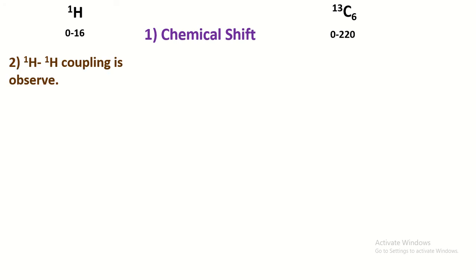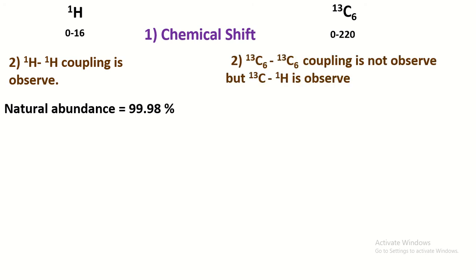The H-1 coupling is observed in H-1 NMR spectroscopy because the natural abundance of H-1 is 99.98%. Therefore, all types of protons are resonated. There is no need for a large number of scans to determine the resonating protons. But in carbon-13 spectra, the carbon-13 to carbon-13 coupling is not observed, but carbon-13 to H-1 coupling is observed.